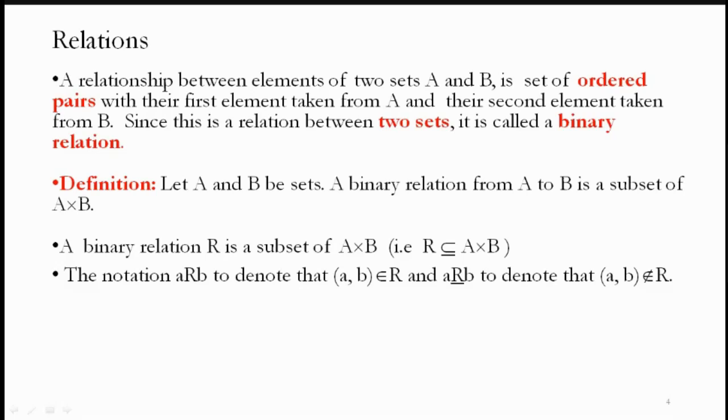If you look at the general definition of relations, a relationship between elements of two sets, A and B, is the set of ordered pairs in which the first element is taken from A and the second element is taken from B. Since this is a relation between two sets, it is called a binary relation. If it is between three sets, then it is a ternary relation.